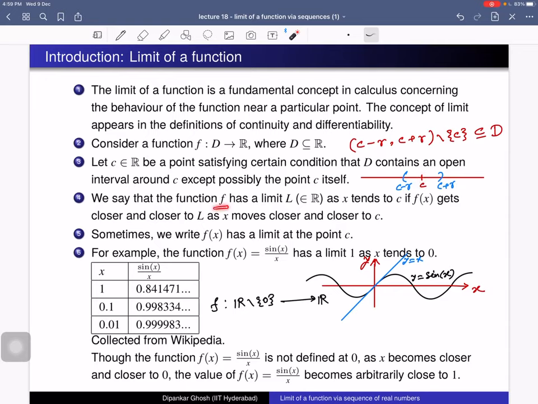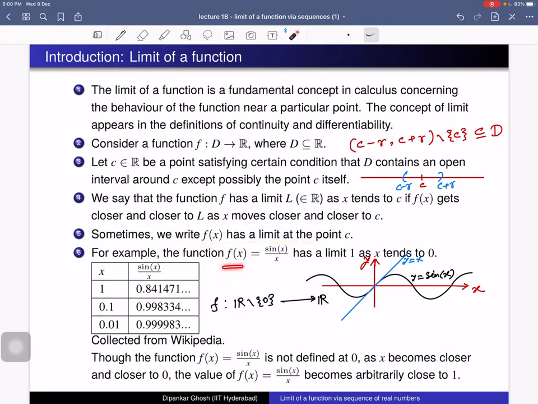The function f has a limit L, some real number, as x tends to this point C, if f of x gets closer and closer to this real value L as x moves closer and closer to C. As x gets closer and closer to C, the function value f of x should get closer and closer to this value L. Then we say that f has a limit L as x tends to C. We will give a precise definition of this notion, but at least we should analyze some examples to get some idea. Sometimes we write f of x has a limit at the point C.